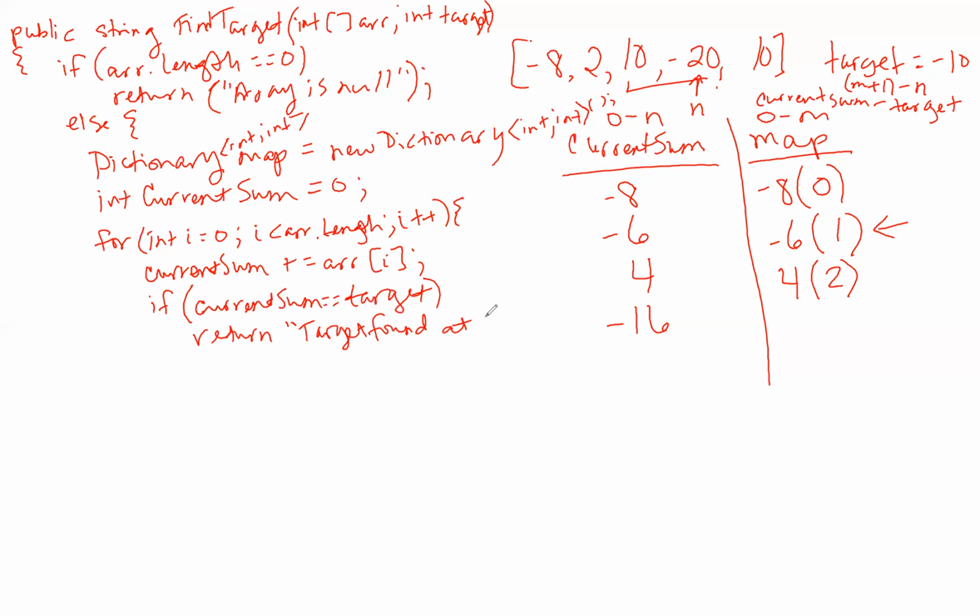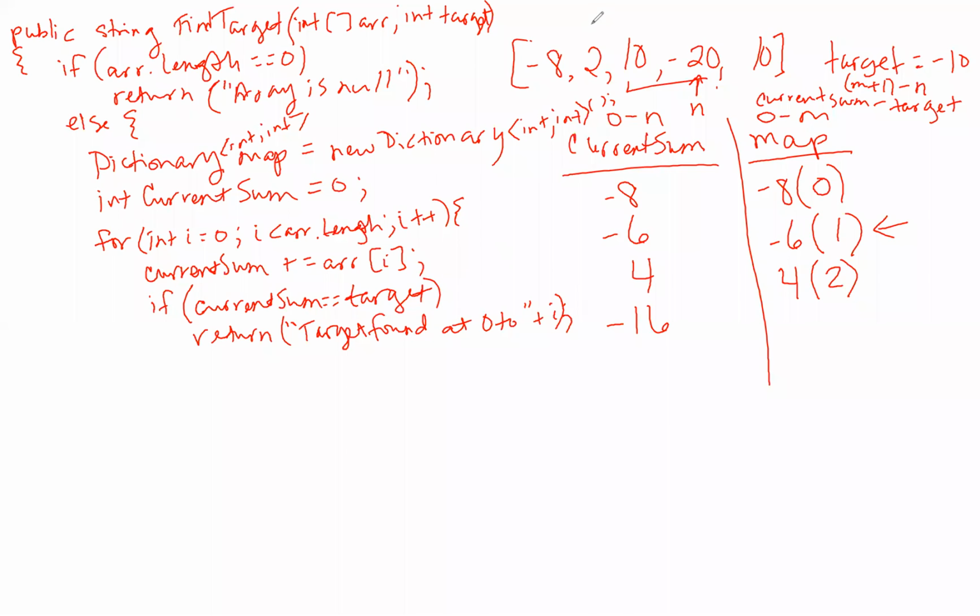at 0 to i. Or no, actually, yeah, 0 to i. Okay. All right. And otherwise, we're going to keep going. And oh, and we would also want to, no, we're good there. Okay, we can get rid of that.